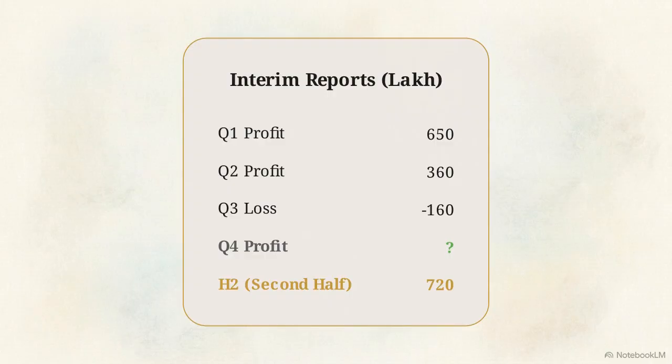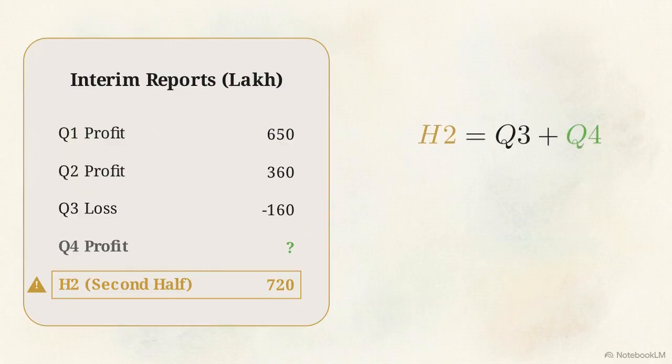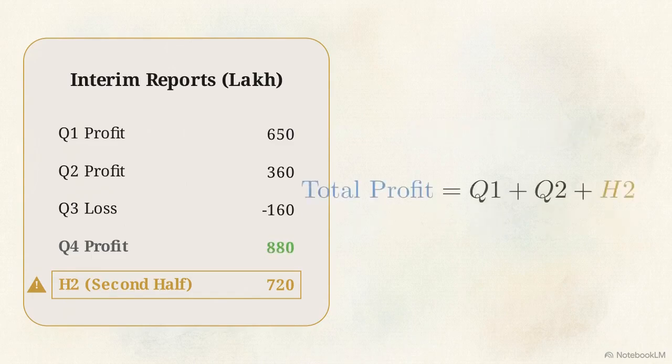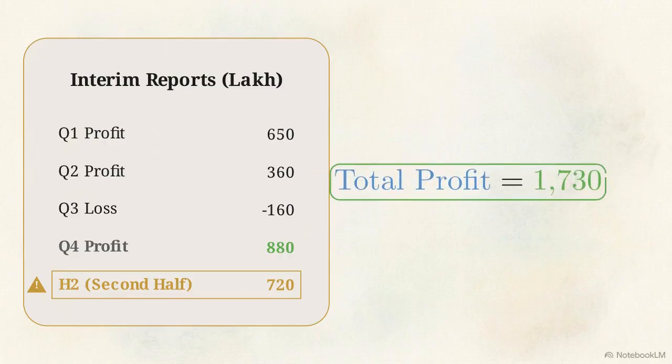The examiner gives us H2, the second half of the year, creating a trap for those who assume H2 is synonymous with Q4. We resolve this structurally. The second half, 720 lakh, is quarter 3 plus quarter 4. Since quarter 3 is a 160 loss, quarter 4 must be 880. We then sum quarter 1, 2, and the second half to reach 1,730 lakh total profit.